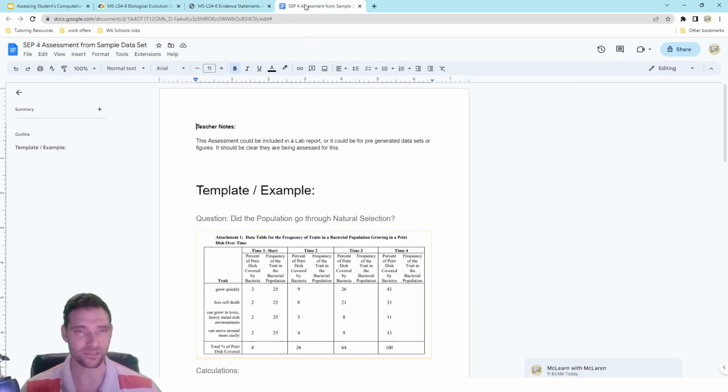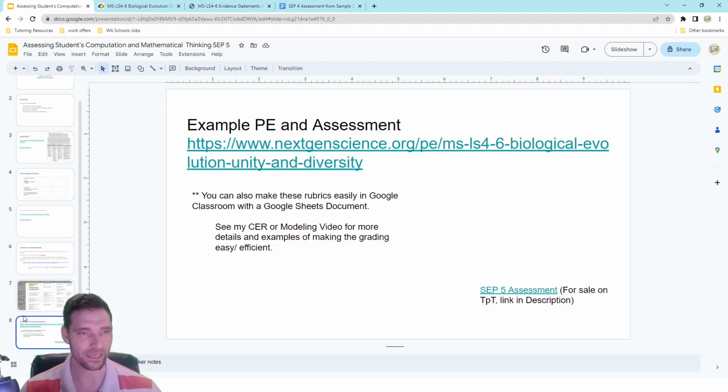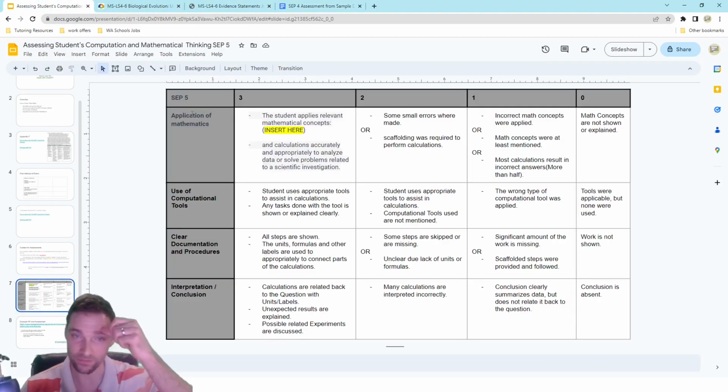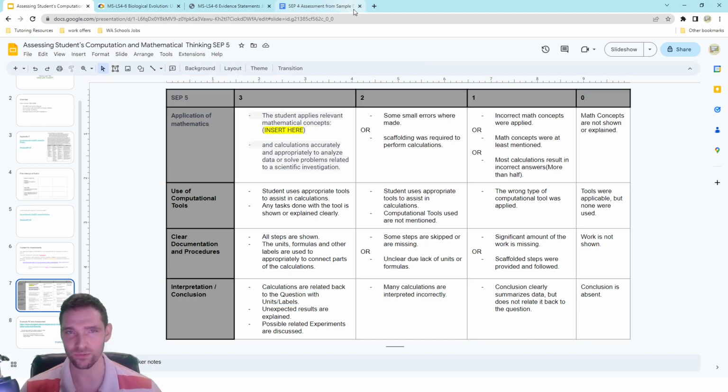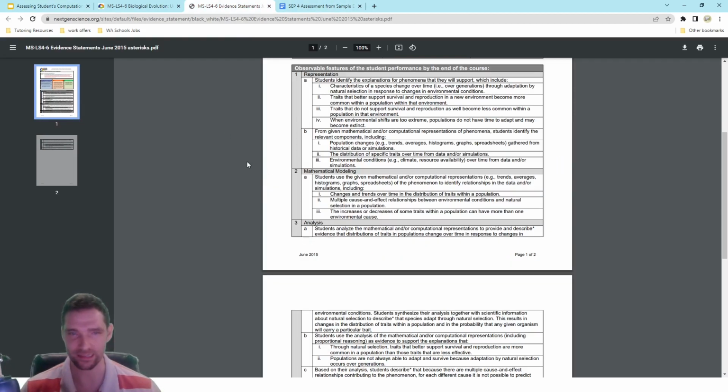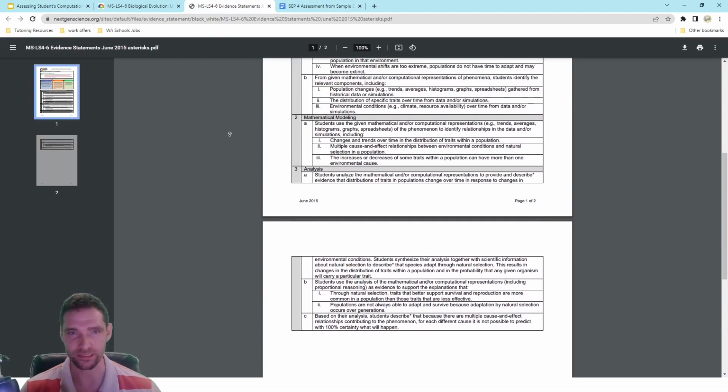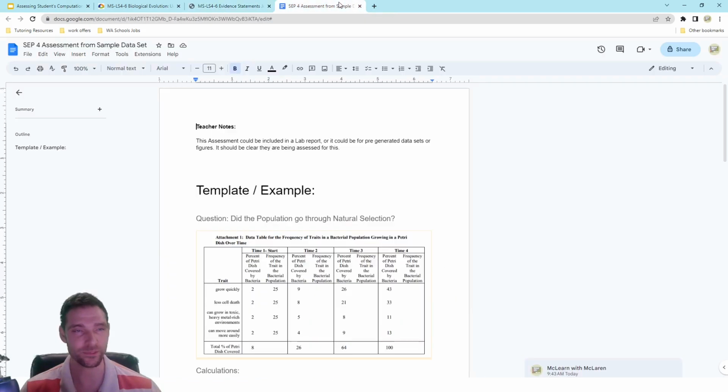So that's definitely related to what we had in the application of math and actually using this stuff and relating it to the question. I think it relates back to the question, that's in this piece right here. So there's definitely some similarities. There's also a pretty big difference. I kind of disagree with whoever wrote the observable traits for this particular PE, but that's honestly because SEP 4 and 5 have a lot of overlap.